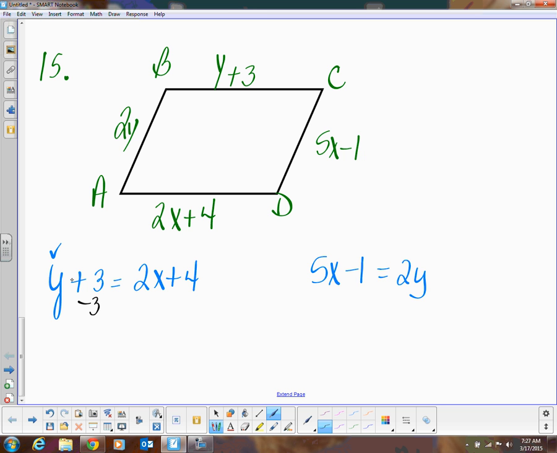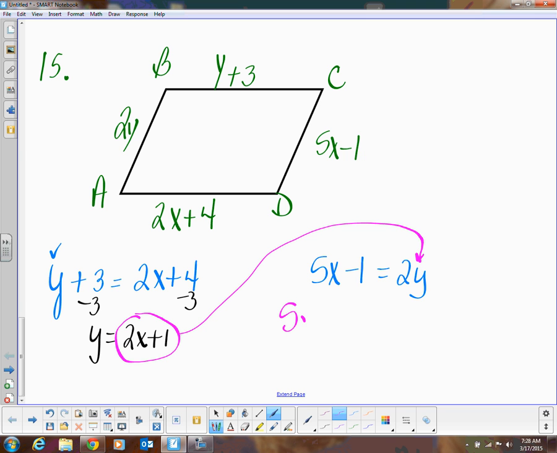Right, we got to disconnect 3, so we're going to subtract. So we have y equals 2x plus 1. Now what are we going to do with this 2x plus 1, Carlin? It's y. Over. Yep. So this is going to be 5x minus 1 equals 2 times 2x plus 1.